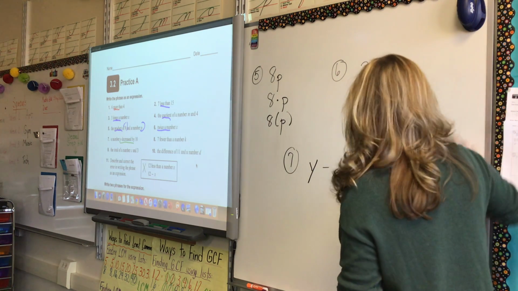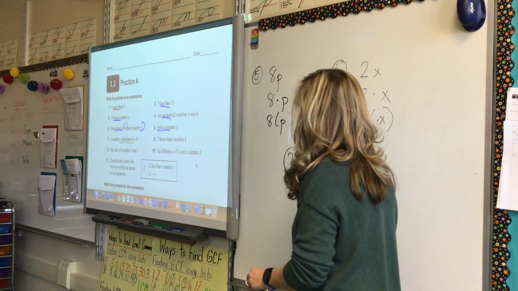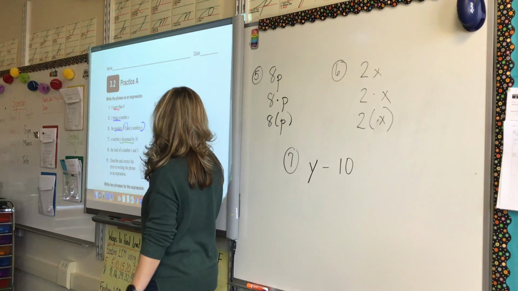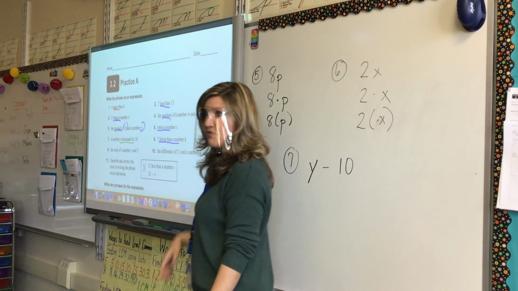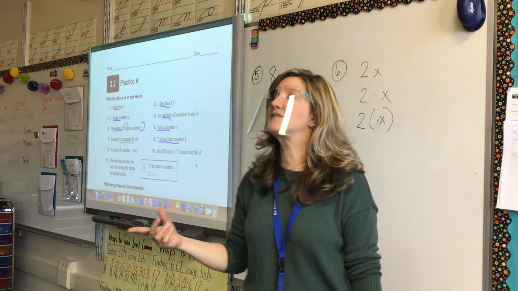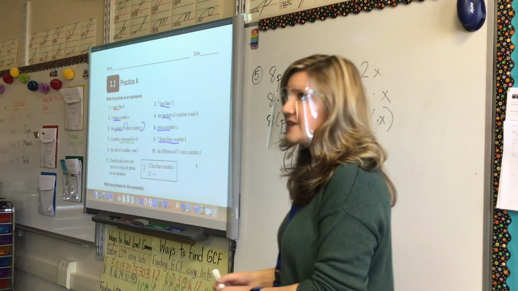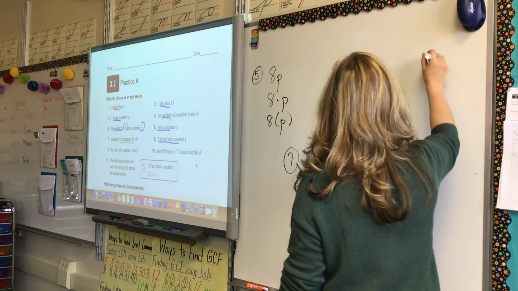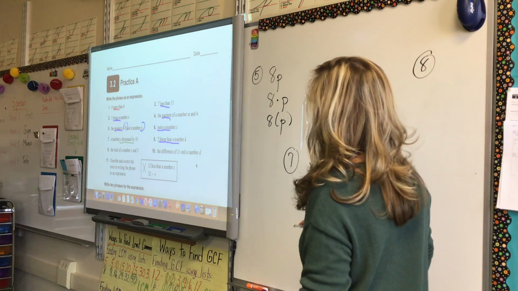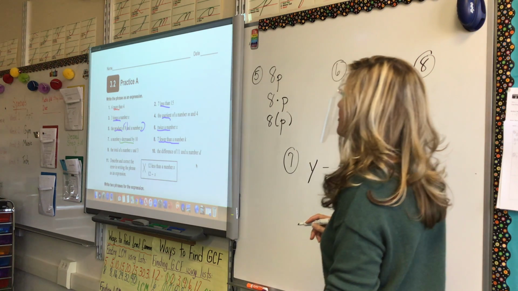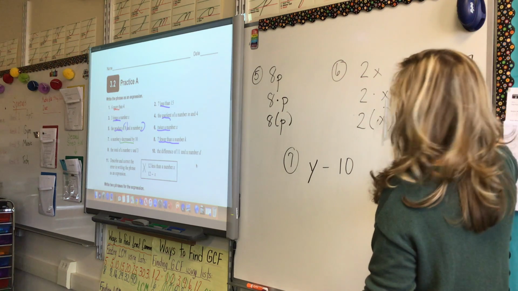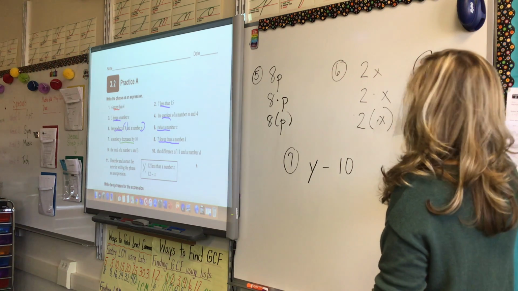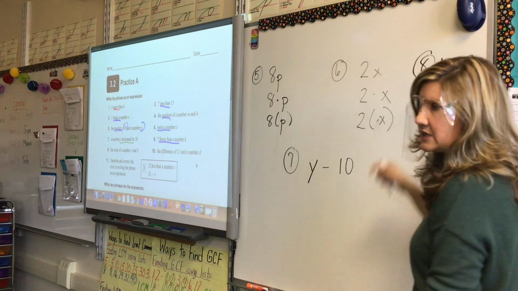Okay, 8. Let's keep going. 7 fewer than a number k. Fewer also means less. We're subtracting. So it's k minus 7, because it's 7 fewer or less than k.